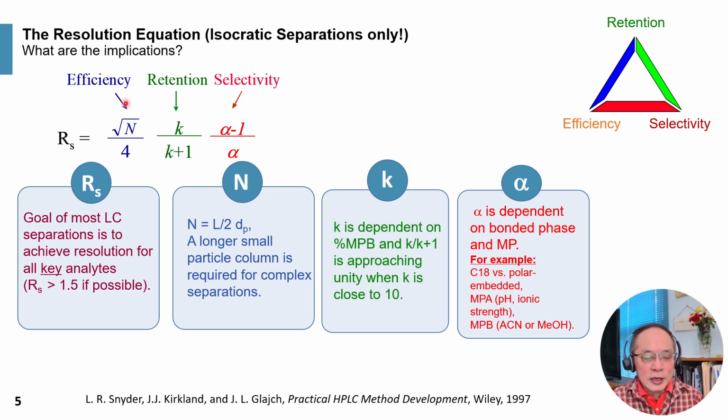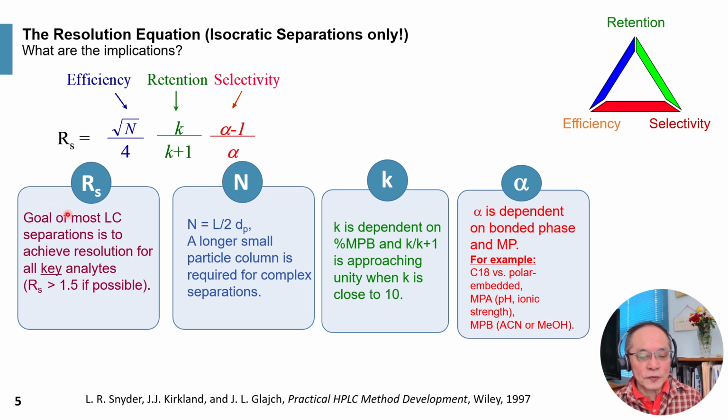One is efficiency. Note that the efficiency factor is the square root of the plate count over 4. The second one is retention. The retention factor is k over k plus 1. Note that when k is 0, there's no resolution because everything is eluted with the solvent front, right? So k cannot be equal to 0. The third one is called the selectivity factor, which is alpha minus 1 over alpha.